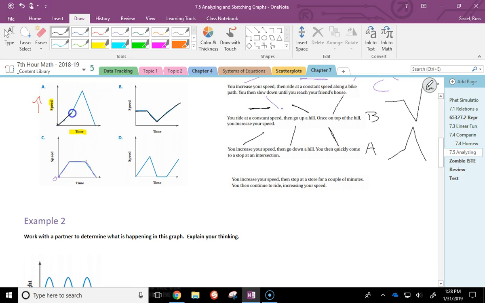Constant increase. I went down a hill, so I'd go faster, so it's more steep. And then I quickly stopped, probably because it's going down the hill, there's a car, and I was like, I'm going to die. A. I ran into a car once. It is correct. That explains a lot.